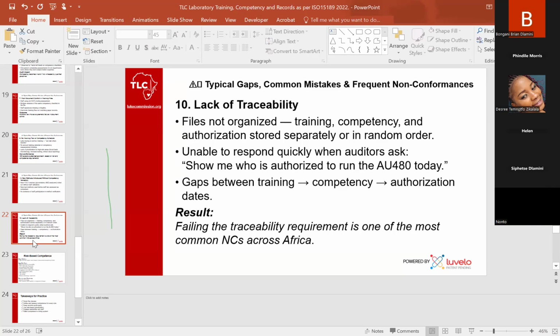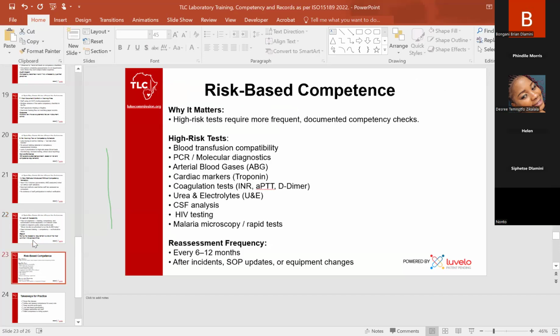Gaps between training, competency, and authorization dates, they will also look for those. Failing the traceability requirements is one of the most common non-conformances across Africa. So those are basically quite a few of the things the auditors will look for.